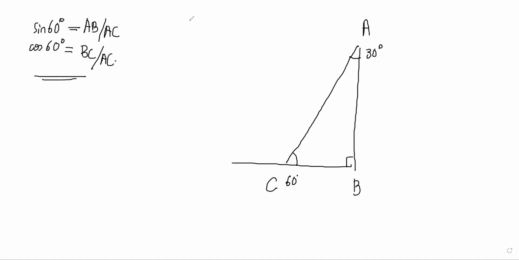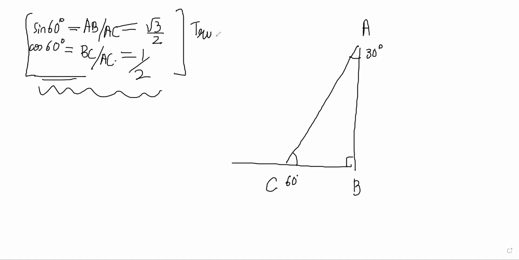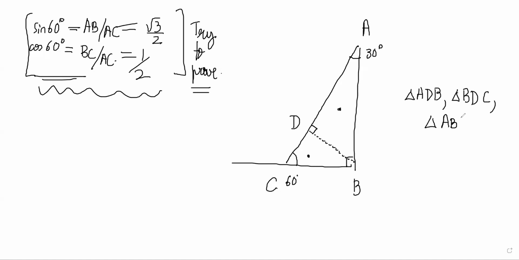Now, again, the way people have found out root 3 by 2 and 1 by 2 is by using some geometry. And what I would suggest is you try to prove this. You can try to do this as homework. I would give you the hint that it will come if you drop a perpendicular like this and see similar triangles ADB, BDC, and ABC. Triangle ADB, triangle BDC, and triangle ABC will all be similar.